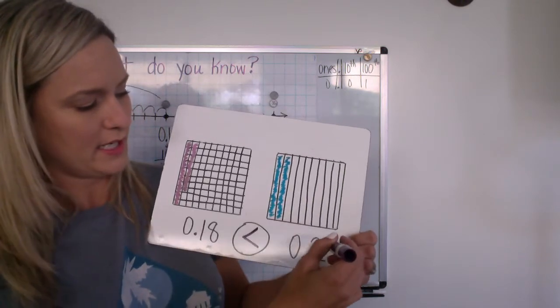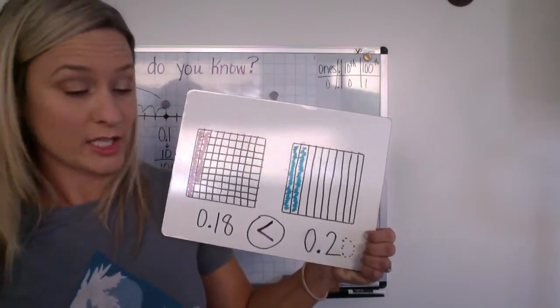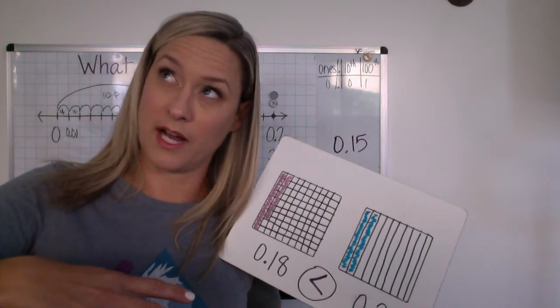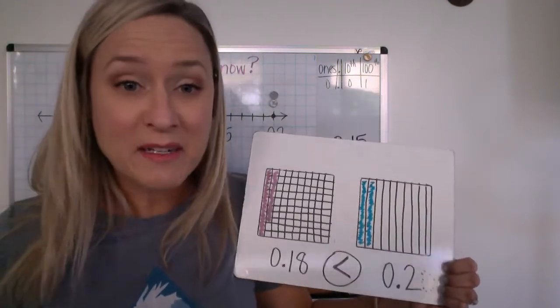There's more shaded. And also, I could just put a 0 back there and remind myself, I could think about it as 20 hundredths. 2 dimes, 20 pennies. Same thing. Keep thinking money, you guys.